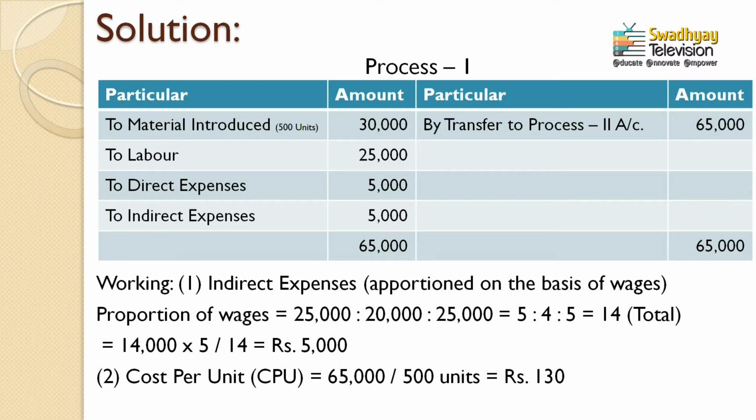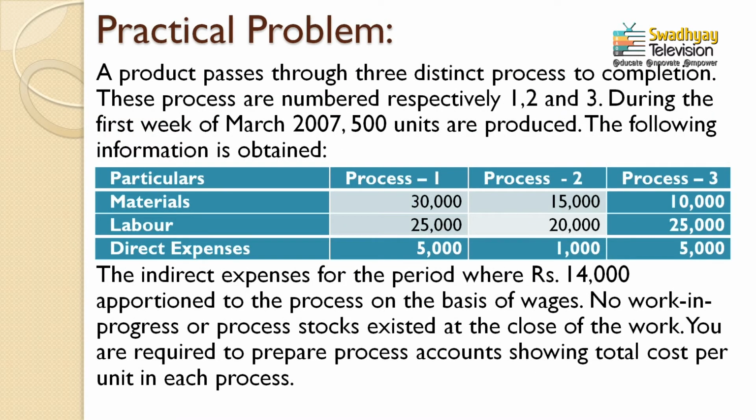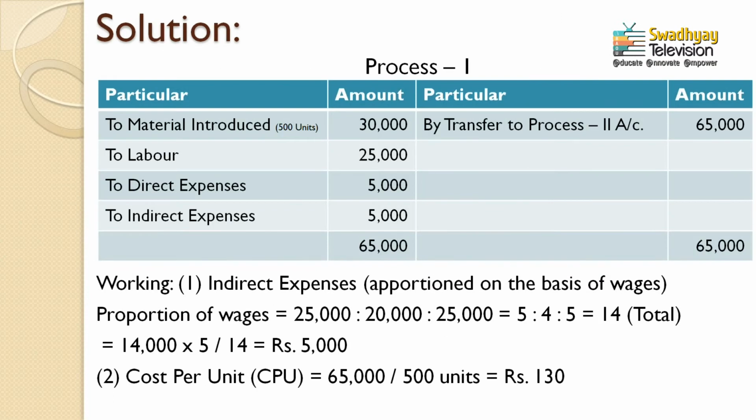Now, a very important part. As per the question, the indirect expenses for the period were rupees 14,000, apportioned to the processes on the basis of wages. As I already mentioned, this 14,000 rupees will be distributed between all three processes according to the wages proportion. See here in the answer, working number 1. In this working number 1, indirect expenses are apportioned on the basis of wages. We identified the wages of all three processes: 25,000, 20,000 and 25,000.